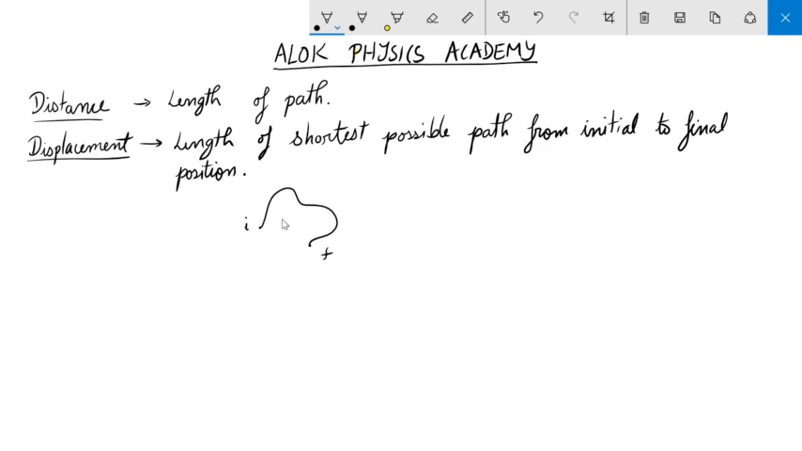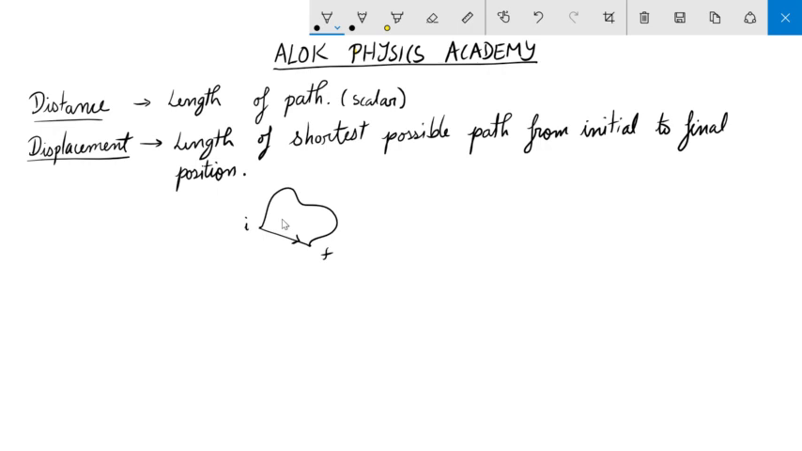Now the second important term related to motion is displacement. It is defined as the length of the shortest possible path from initial to final position. So in this particular example we can see the shortest possible path from initial to final position is like this. So the length of this path is the displacement, and distance is a scalar quantity as it has no specified direction, whereas displacement is a vector quantity because it has a specified direction from initial to final position.